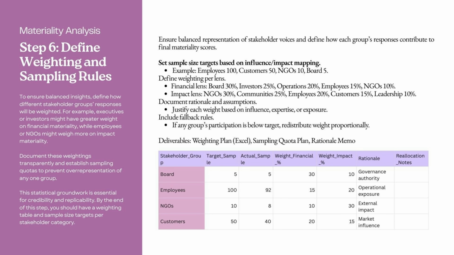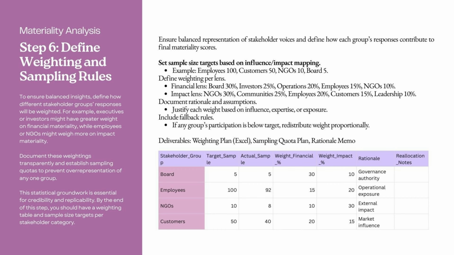Next, weighting is defined per materiality lens. For the financial lens, higher weight is typically assigned to stakeholders with direct influence on enterprise value. This can include board members, investors, and operations teams, followed by employees and the NGO. For the impact lens, greater weight is often given to stakeholders most exposed to or affected by company activities, such as communities, employees, and customers. The rationale and assumptions behind these weightings are then documented. Each weight is justified based on factors such as stakeholder influence, expertise, decision-making authority, or degree of exposure to impacts.